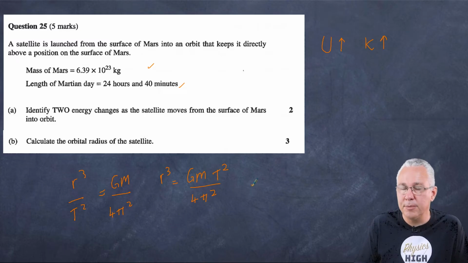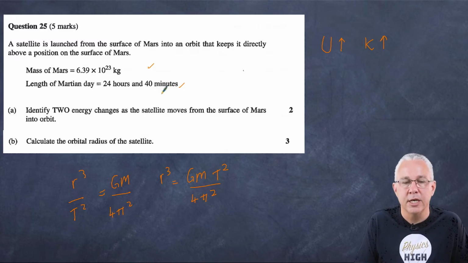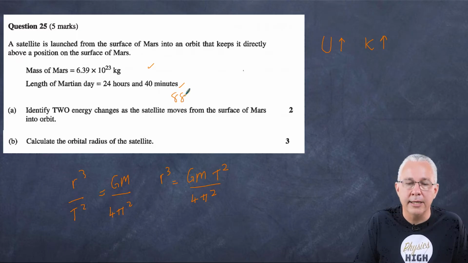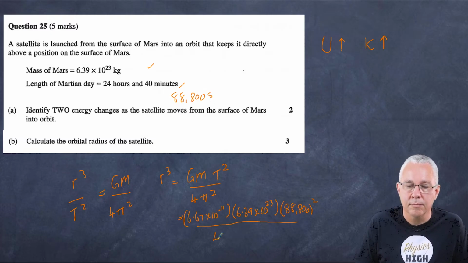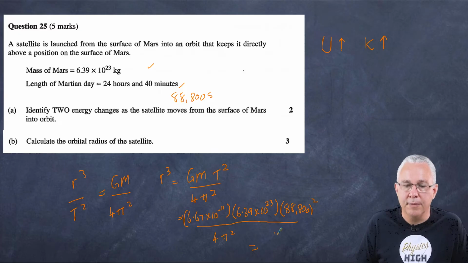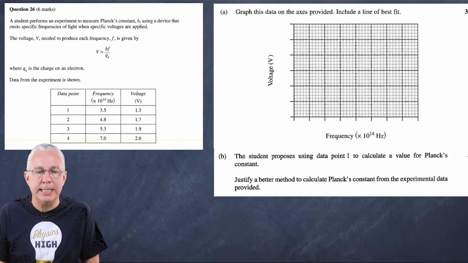Now the thing you need to be mindful of is correct SI units. 24 hours and 40 minutes is 88,800 seconds. So if you substitute everything in, you're going to get a value of r, once you've cube rooted the answer, of 2.04 by 10 to the power of 7 meters. Question 26.